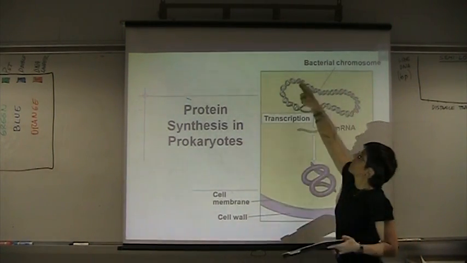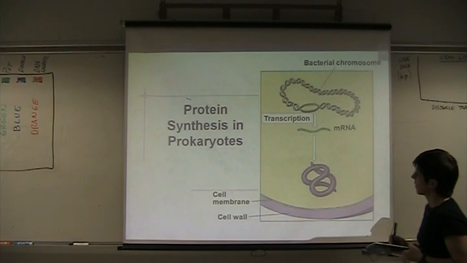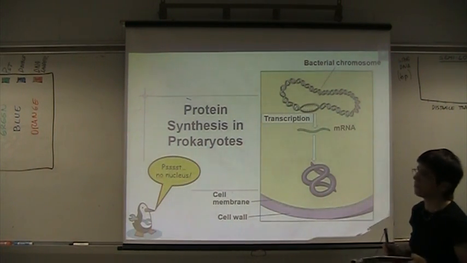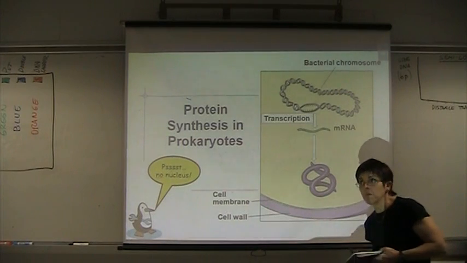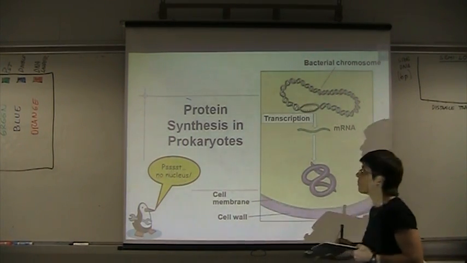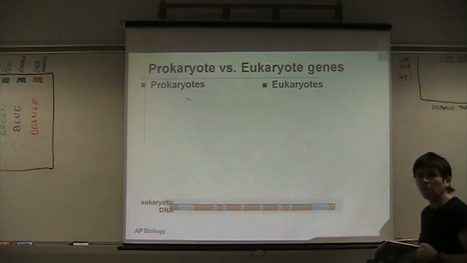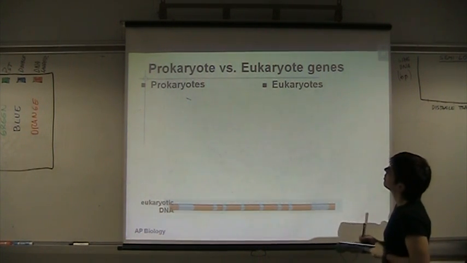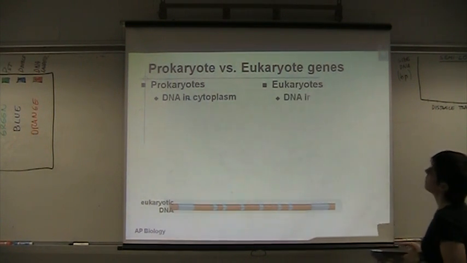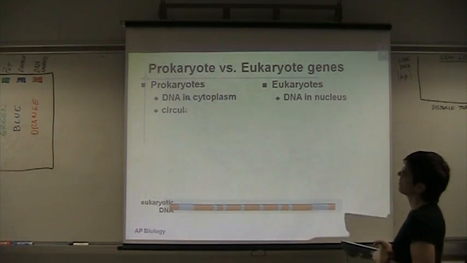Please remember, prokaryotes have a circular chromosome closed on itself. And no nucleus, of course. No membrane-bound organelles. They have everything they need, but not surrounded by a membrane. So let's compare prokaryotes versus eukaryotes. Prokaryotes, DNA in the cytoplasm. Eukaryotes, hey, in the nucleus.